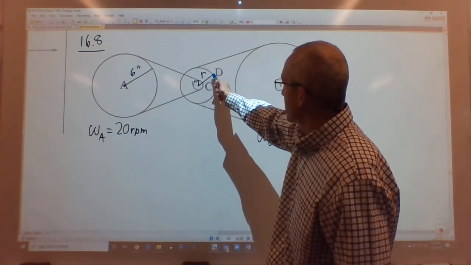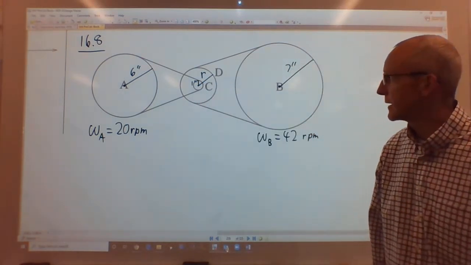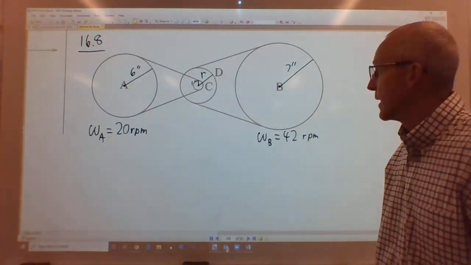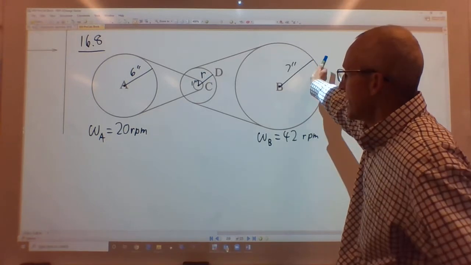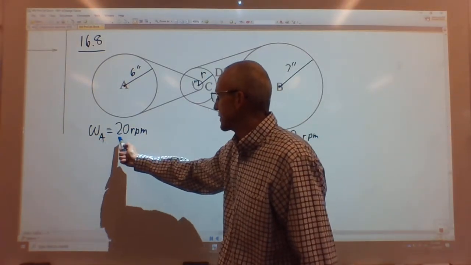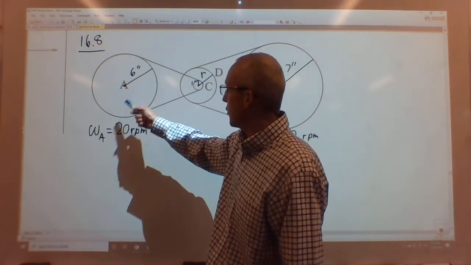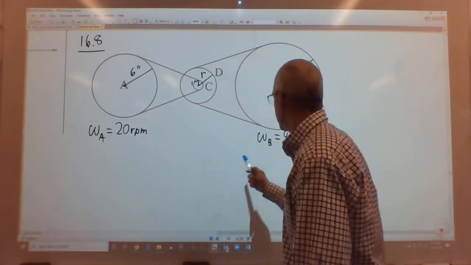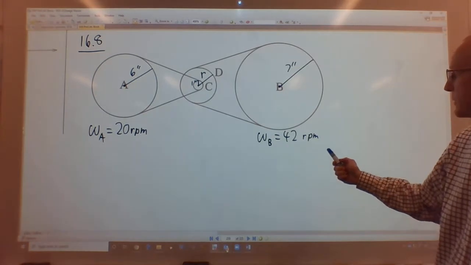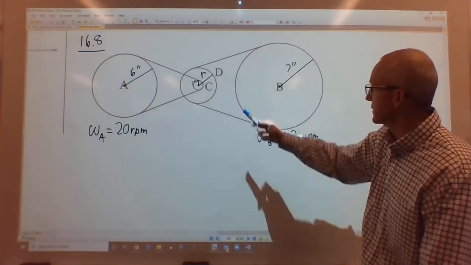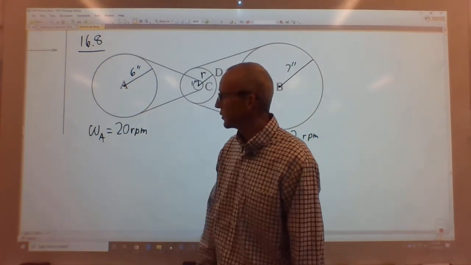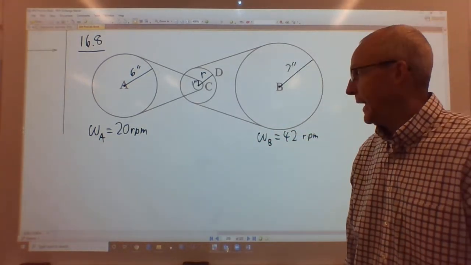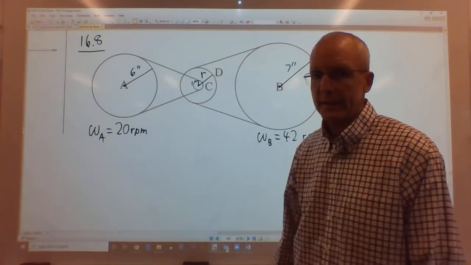And what we want is the radius of the D wheel, the medium-sized wheel there in the middle. That's what we're looking for. How big is that wheel? This one's got a radius of 7 inches. They tell us this one goes around at 20 RPMs. So omega A, omega of the A wheel, is 20 RPMs, and omega B is 42 RPMs. This one goes around 42 circles a minute, and this one goes around 20 revolutions per minute. And now we've got to figure out what the radius of that wheel is.